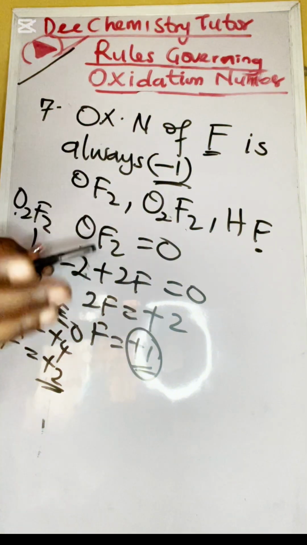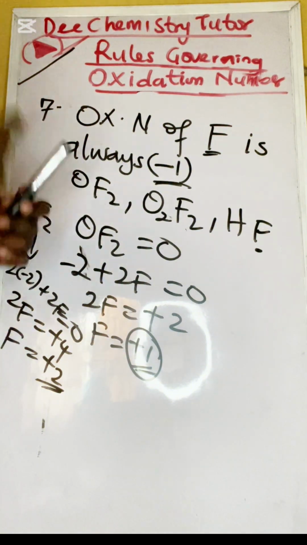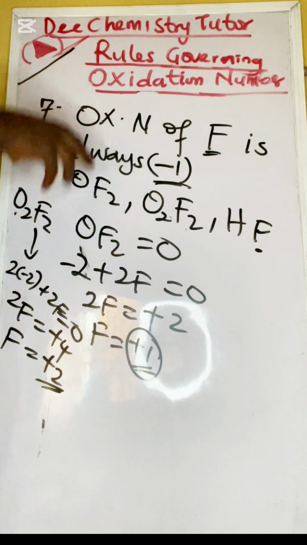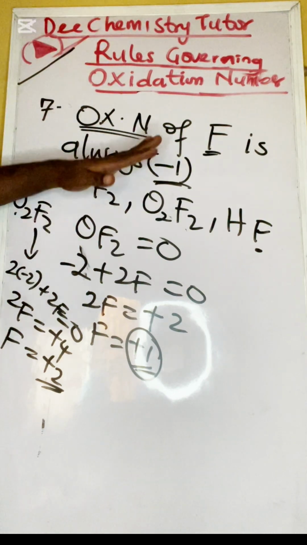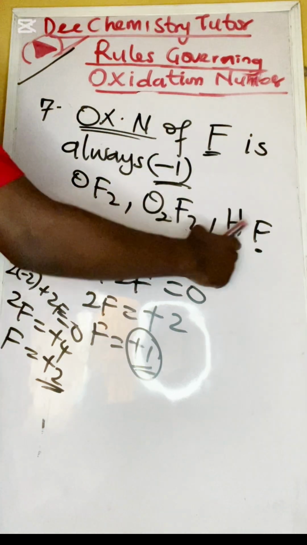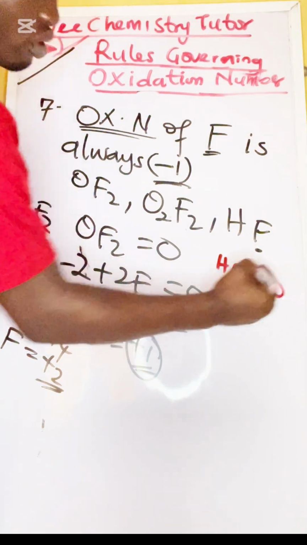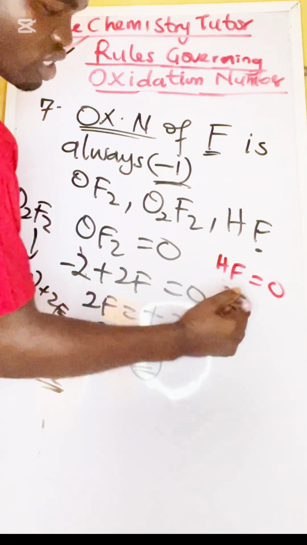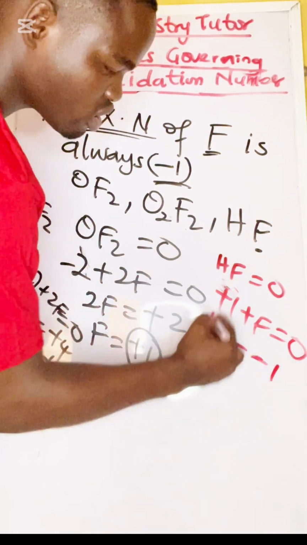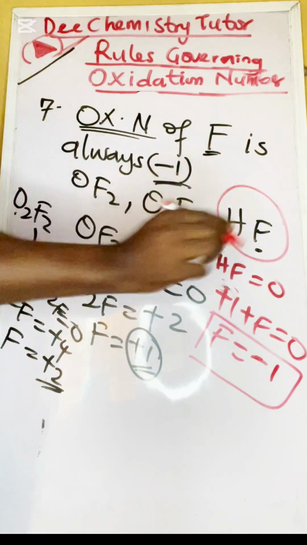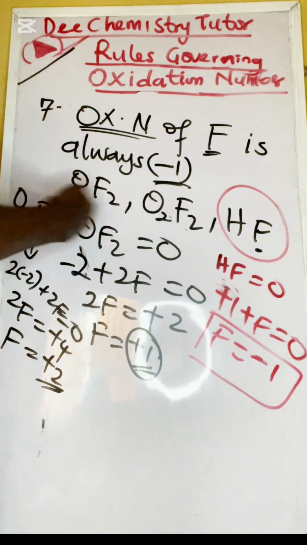Oxygen can have varying oxidation number. Hydrogen can have varying oxidation number, but fluorine cannot have varying oxidation number. It is always minus 1. This one is very, very important to note. If you see fluorine in any compound, it maintains minus 1. Any compound. Here too, HF equals 0, and I look for fluorine. Hydrogen itself is plus 1, plus F equals 0. Then F is what? Minus 1. So this one will give you the proper answer, but the other one, if you calculate, you miss it.